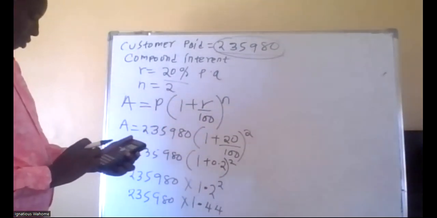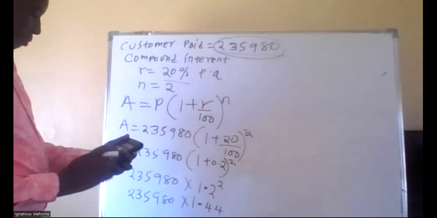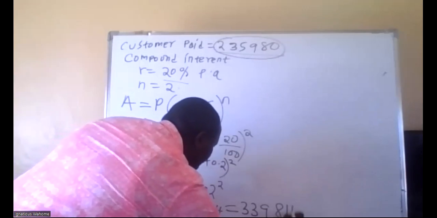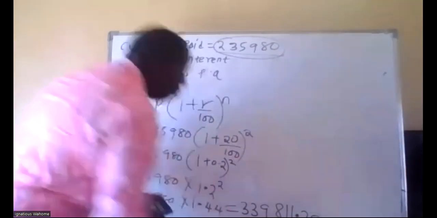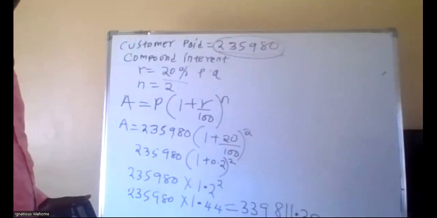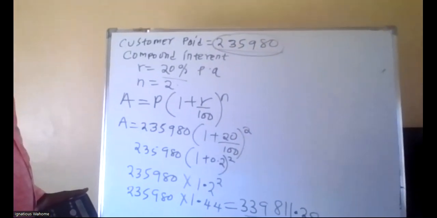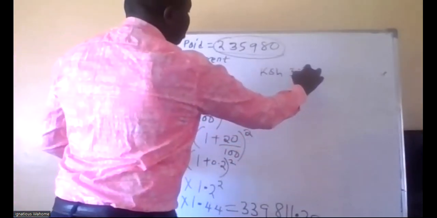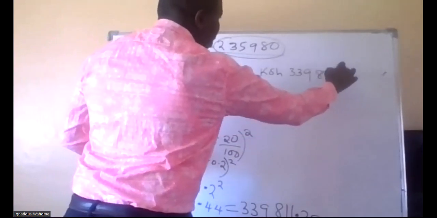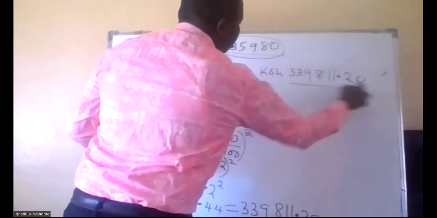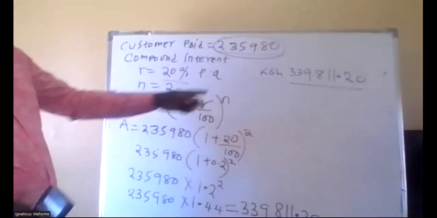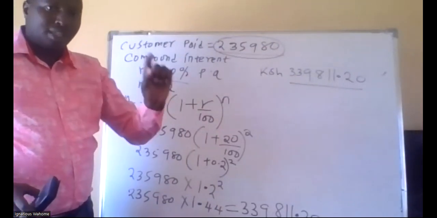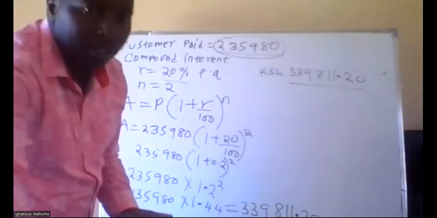Once you work that out, what do you get? Times 235,980, you get 339,811.20. Because it is in Kenyan shillings, you say Kenyan shillings 339,811.20. The 20 is cents. So there is the amount of money that person paid to the bank.